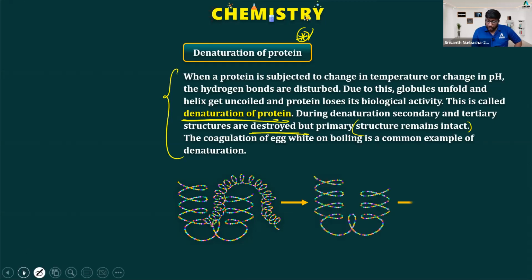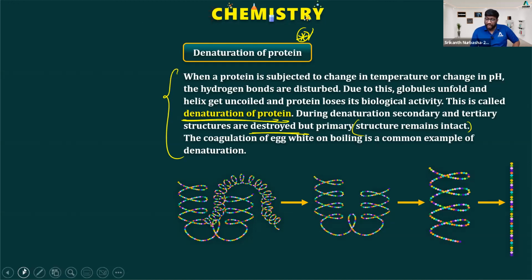So when the change happens, quaternary to tertiary, tertiary to secondary, secondary to primary, the primary structure does not change. The primary structure remains the same. That is the respective concept in the denaturation of proteins. Right?